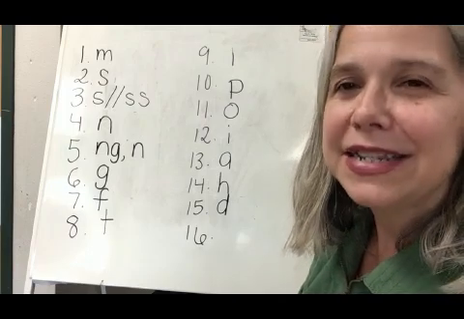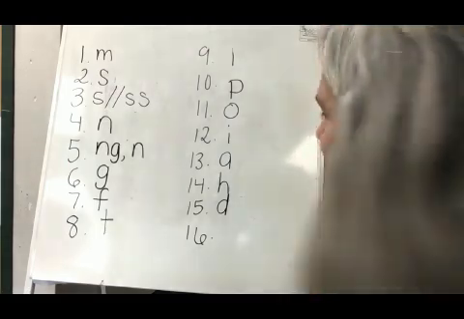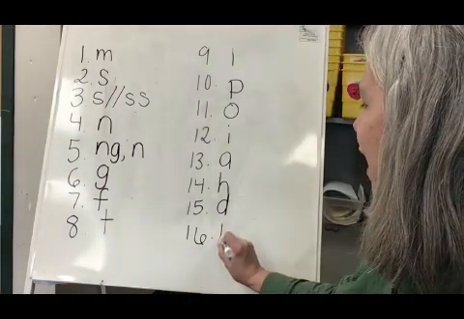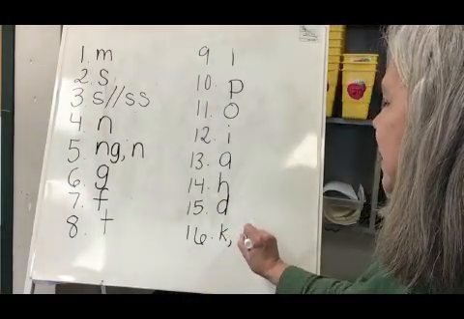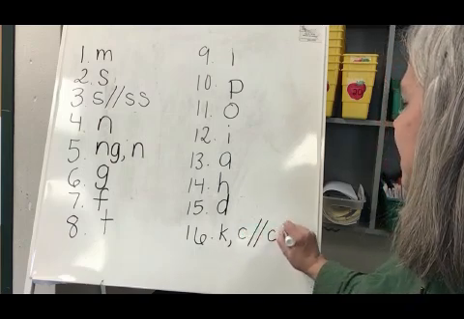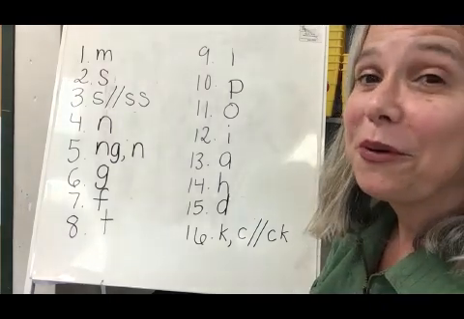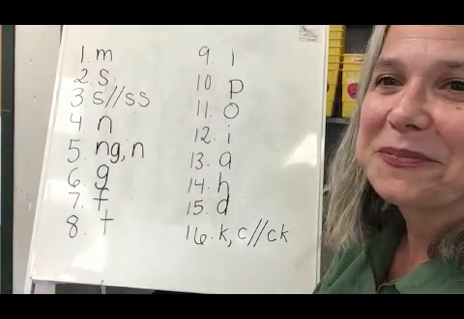K is made with K, comma, C in the final position, digraph CK. We're progressing very nicely.